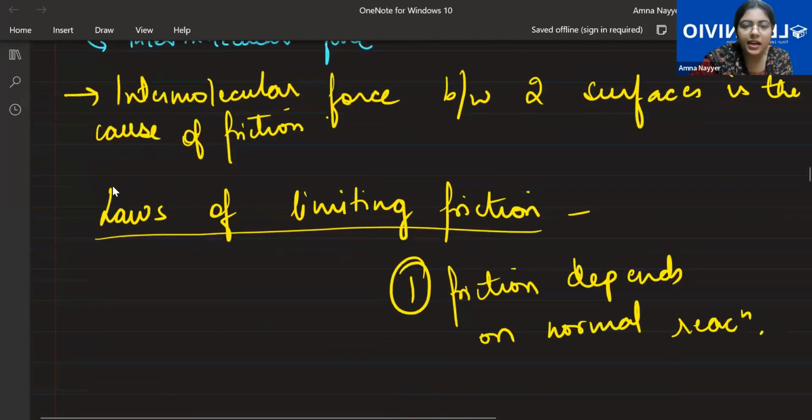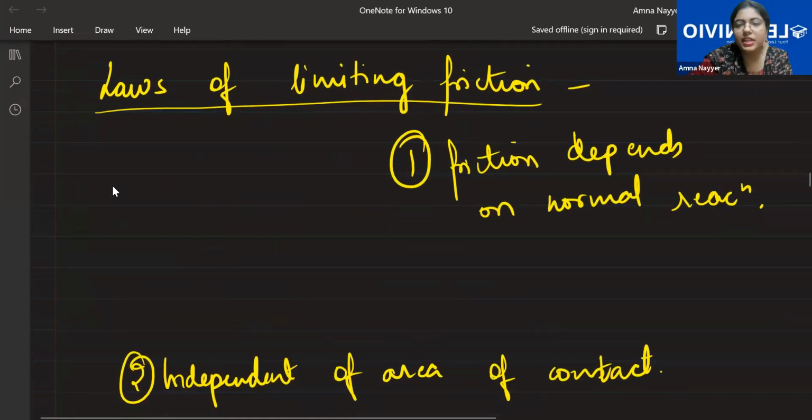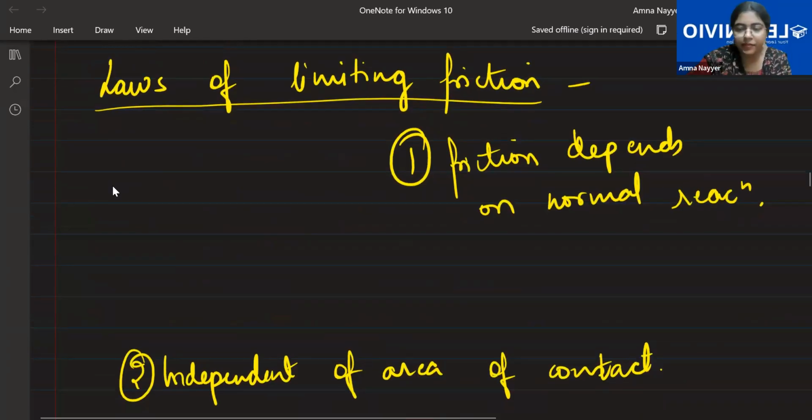Now there are two laws of friction on which the entire theory of friction depends. First is that friction depends on the normal reaction. This is very important, and that is the entire formula for friction.